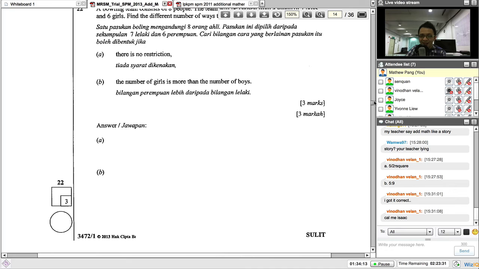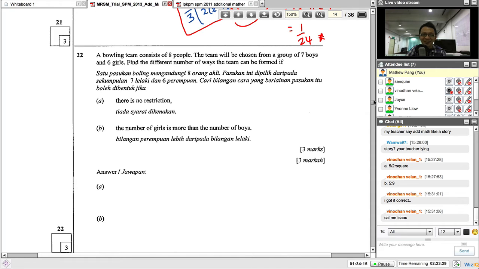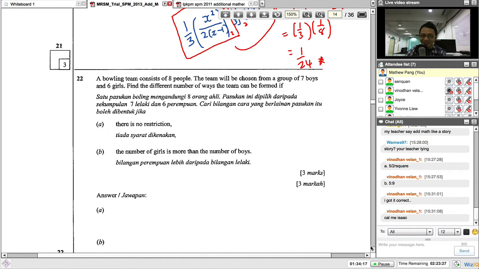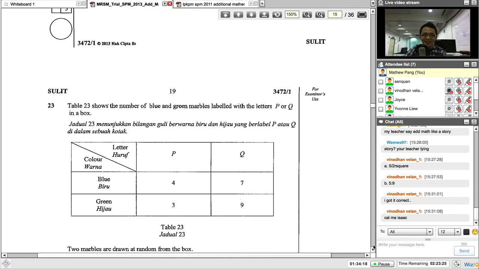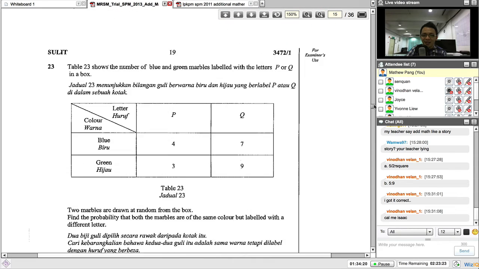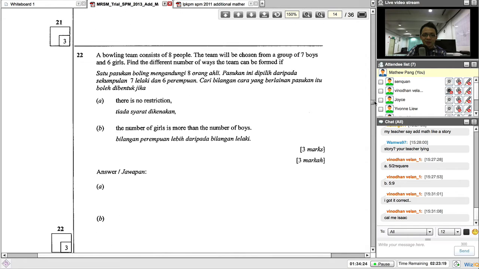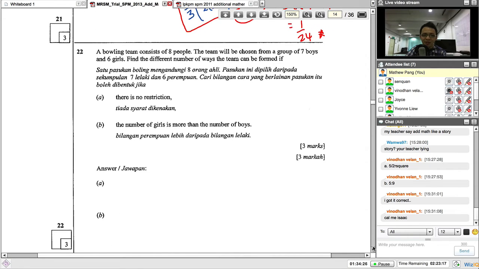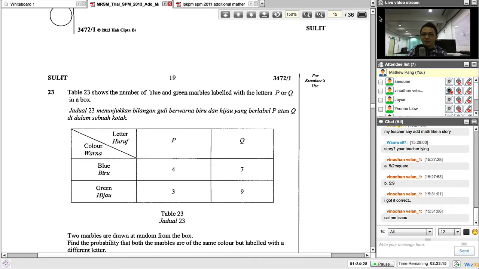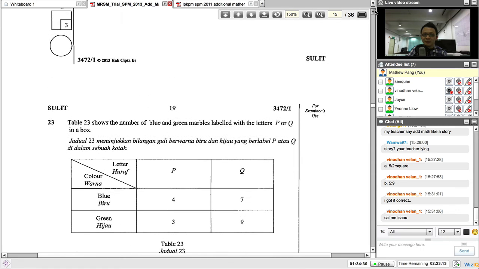If you can't understand, please stop me. If not, I will just continue and move on. Oh, what happened? What happens to 22? Okay, it's over here. This is permutation and combination.